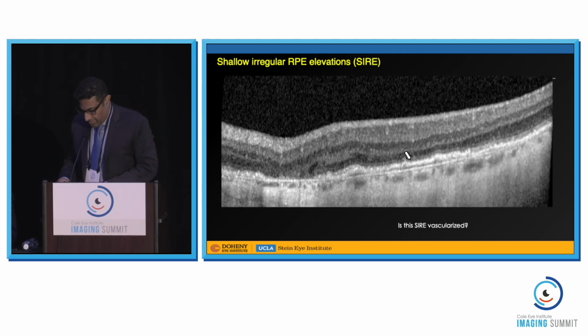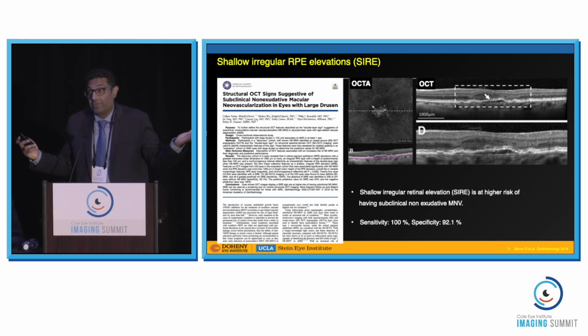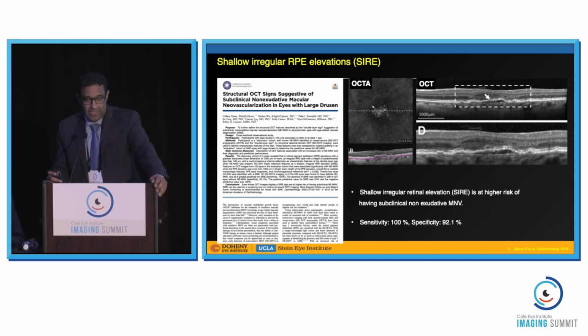We classically talk about this entity of double layer sign, and Robyn Guymer sort of reclassified this and recommended the term shallow irregular RPE elevation, or SIRE, right? So that's what these lesions are called. And the question often comes up, are these SIRE vascularized? And as we saw in the previous presentations, the best way to determine this really is with OCT angiography. But we all know that that may not be available in every office.